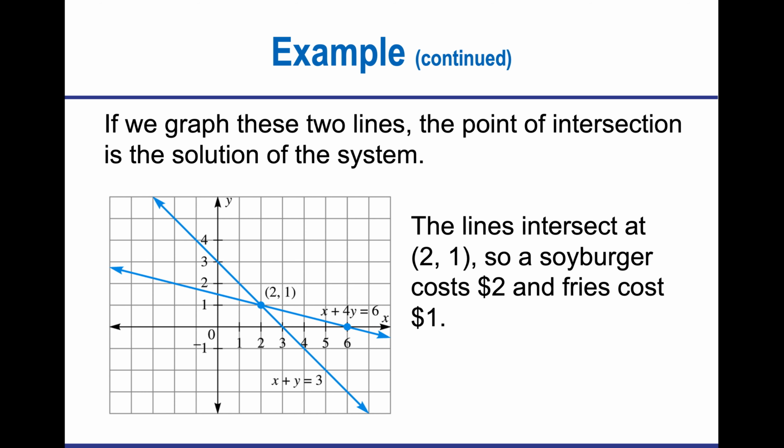Since the lines intersect at (2, 1), that means the soy burger is going to cost $2 and the fries are going to cost $1.